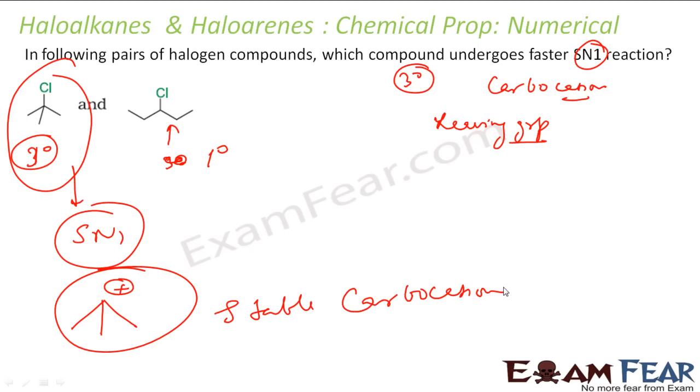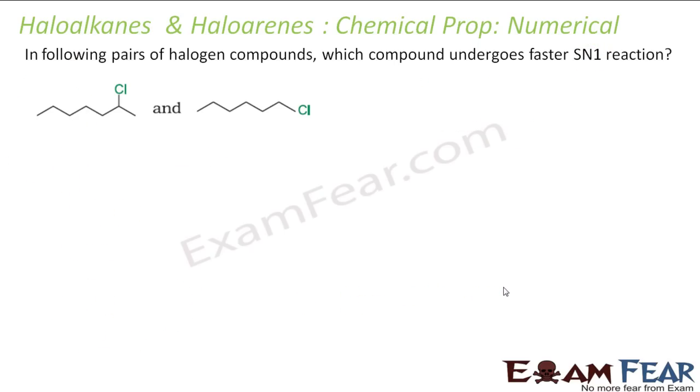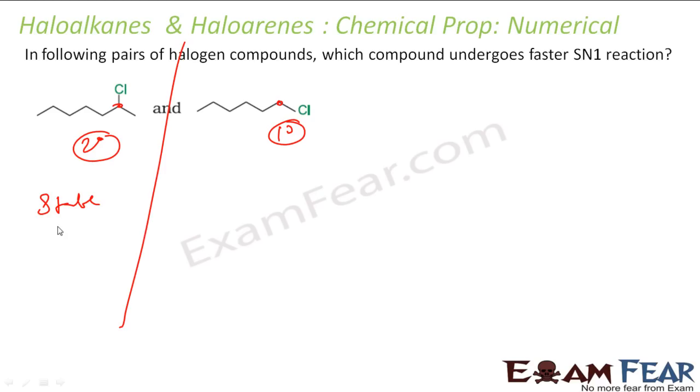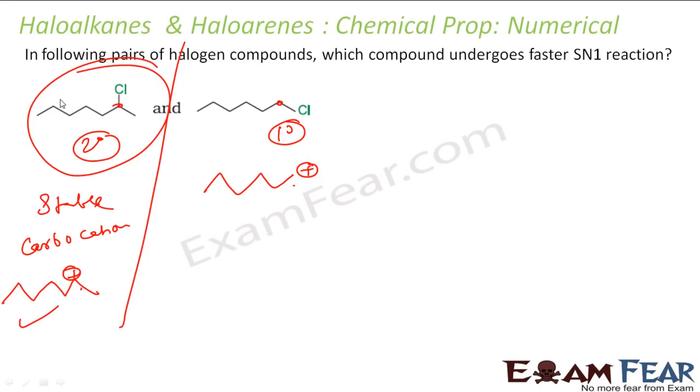So the next question is, we have to again find which one will go for SN1. SN1 again I told, this is 2 degree, this carbon is 2 degree, this carbon is 1 degree, right? And this will give a stable carbocation. Stable carbocation, if you see, this is what I'll get, carbocation. In this case, the carbocation I will get is this. This is 1 degree, this is 2 degree. It's more stable carbocation, so this will go for SN1.